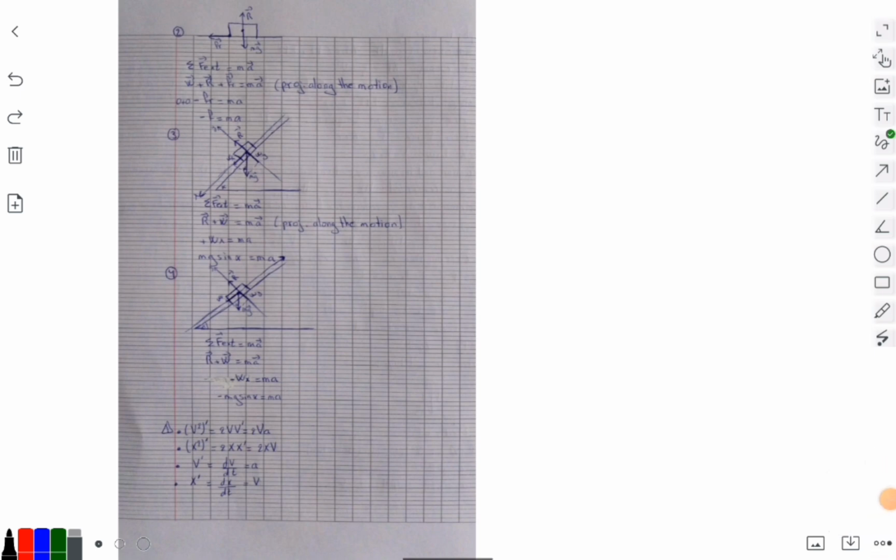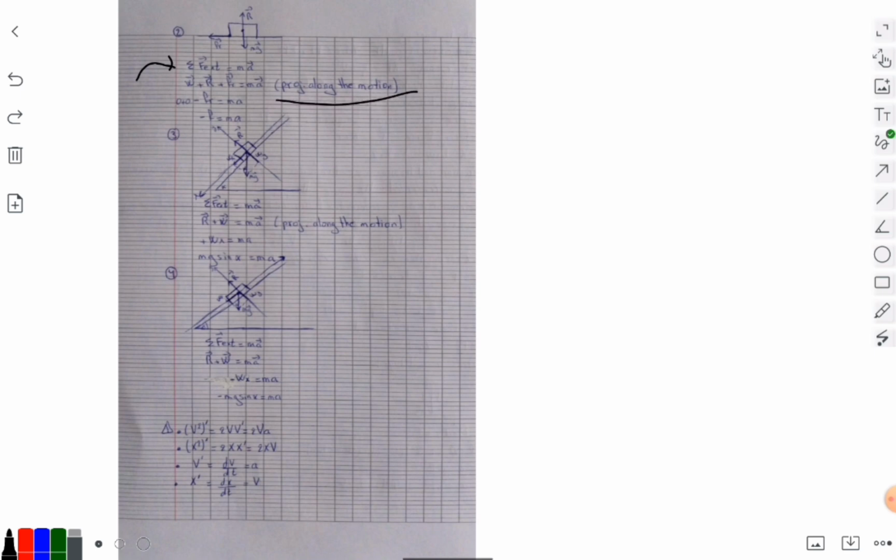In the second case, the object is on the horizontal surface, but the forces acting on the object are friction, weight, and reaction of support. So by Newton's second law, the sum of external forces equals ma. The external forces, they are weight, friction, and reaction of support, equal ma.